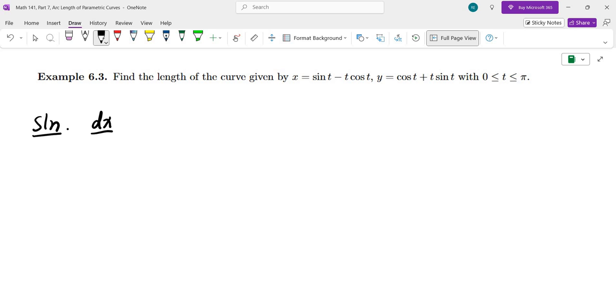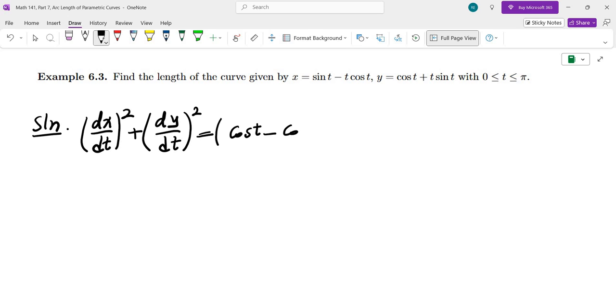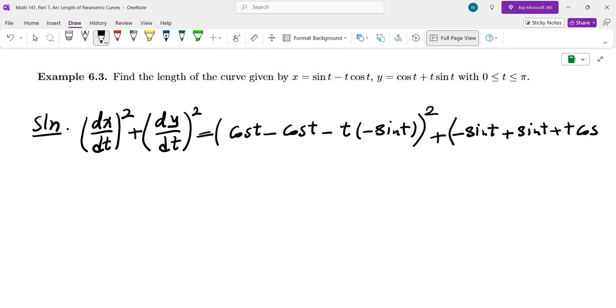So let's start writing it down again. So derivative of x squared plus derivative of y squared. Derivative of x is cosine of t minus cosine of t minus t negative sine of t, squared. So derivative of sine is cosine, derivative of t cosine is cosine, and then plus t negative sine. And there's a negative sign in front. Plus derivative of cosine is negative sine. Derivative of t sine is sine plus t cosine. All of that squared. So these guys cancel.